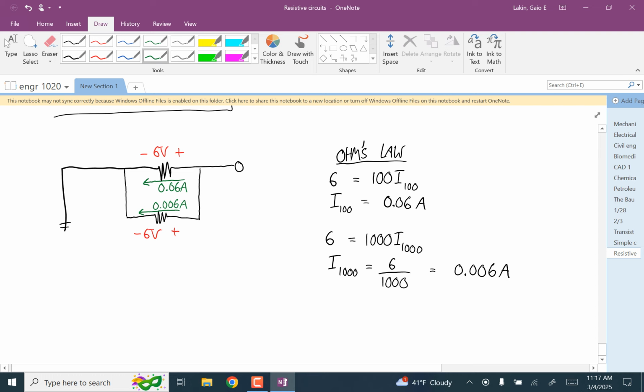Preferentially, electricity is going to take the path of least resistance, and you see that here. This one had a much smaller resistance. This one had a much bigger resistance. And so what we see is that most of the current goes through the less resistance. Only a little bit goes through the really high resistance.